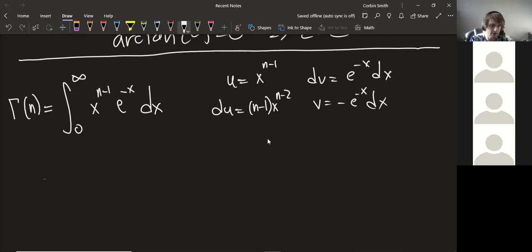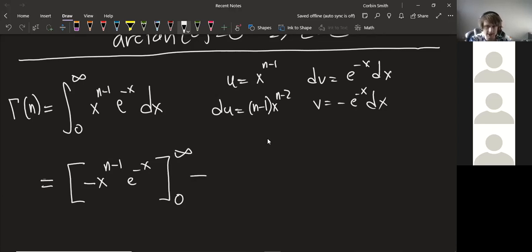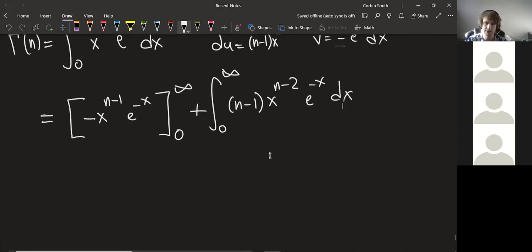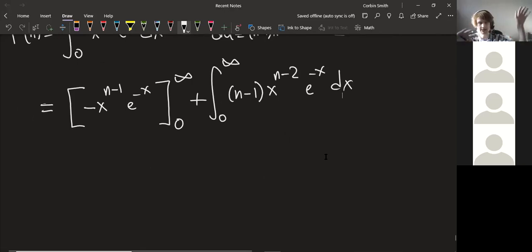All right, so this integral is equal to negative x to the n minus 1 e to the minus x evaluated at 0 and infinity. And then we have another minus sign right here, so that becomes a plus: the integral from 0 to infinity of n minus 1 x to the n minus 2 e to the minus x dx.